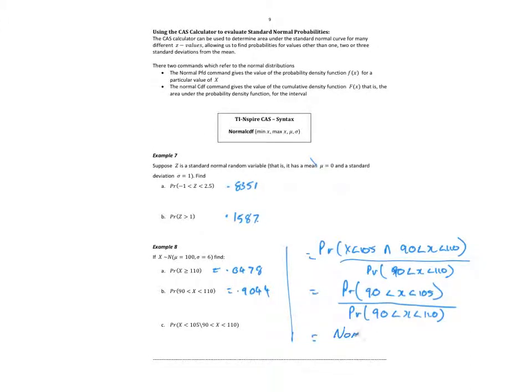I'm going to have normal CDF 90, 105, 100, 6 over normal CDF 90, 110, 100, 6, and that will be equal to 0.8291. Righto.